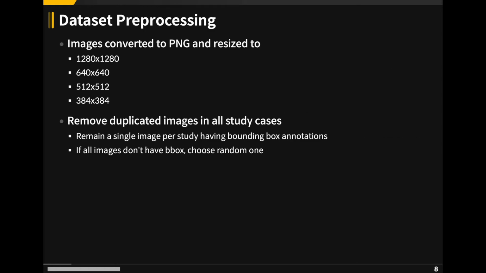And preprocessing and datasets. Models' performance consistently increased as we increased the input size up to 640. Ensembling all these sizes gives us a further boost. Also, there are some cases where a single study has multiple images. Accepting the recommendation from the host, we keep only one image with a bounding box for a single study.